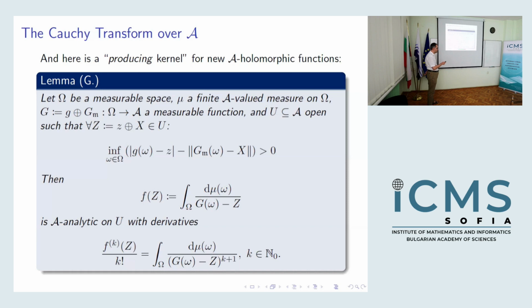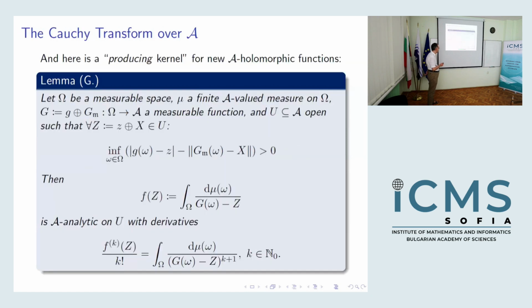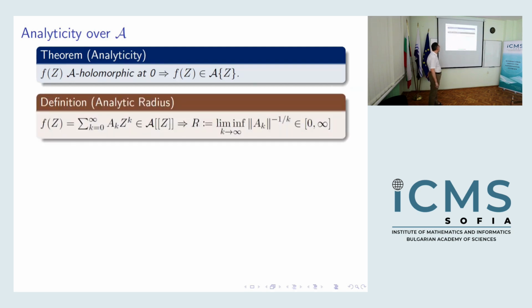And so this, of course, Cauchy's integral formula is a very special case of this. And so we get that if f is a holomorphic function at zero, it can be, well, this is a bit of abuse of notation, if you forgive me, then f can be expanded as a convergent power series with coefficients in A. And we do have here a somewhat interesting ring of convergent power series with coefficients in A.